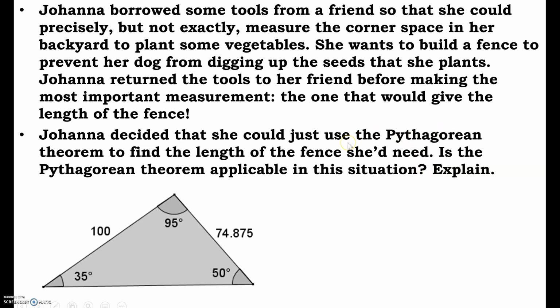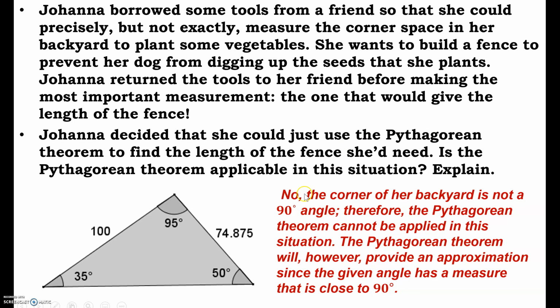And of course, you guys know the answer. No, the corner of the backyard is obviously not a right triangle. It's very close to a right triangle, but we cannot find the exact measurement. But if we do the Pythagorean theorem, it will give us an approximate measurement, a good estimate, since 95 degrees is pretty close to 90 degrees.